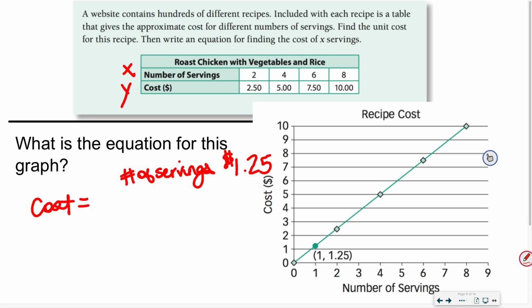So let's put this into math, right? We have it in a sentence pretty much. We know that the cost, how we find it, is by taking the number of servings, and if each one is $1.25, we can multiply. And you can tell me for one serving, $1.25. For two servings, how much? $2.50. For three servings?